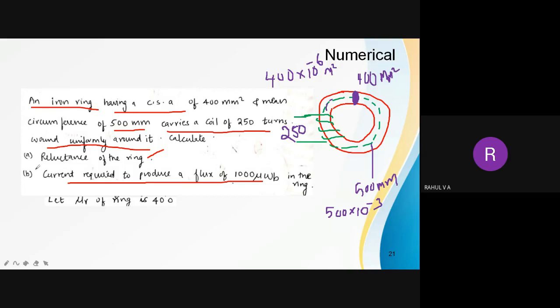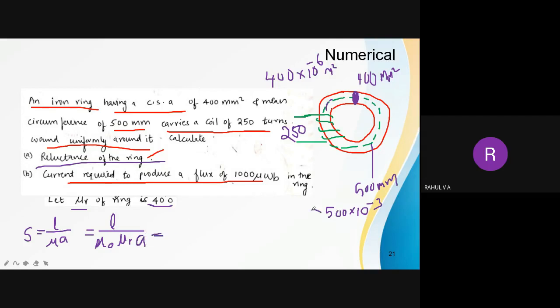And they are asking us to find the reluctance. So what is the formula of reluctance? S is equal to L divided by mu into area. I can rewrite the equation as L divided by mu 0 mu r into area, because they didn't give us mu, but they have given us mu r. Mu r is 400, and we know mu 0 is 4 pi into 10 raised to minus 7.